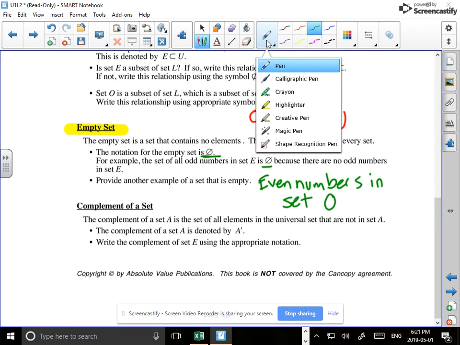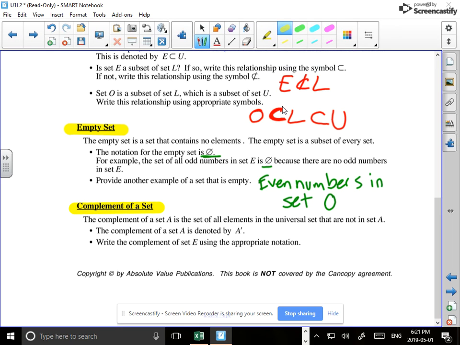A complement of a set. A complement of a set A is the set of all elements in the universal set that are not in set A. The complement of set A is denoted by A prime.